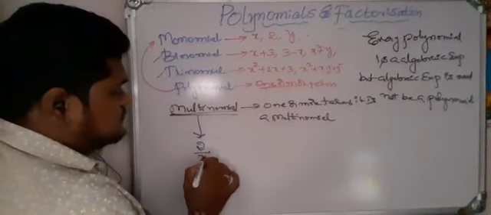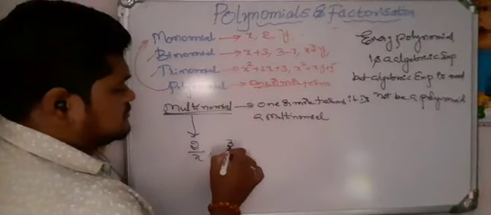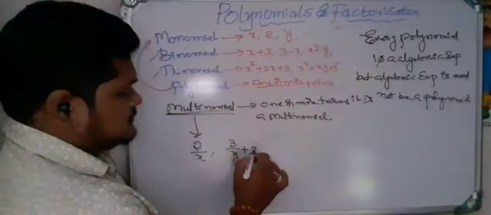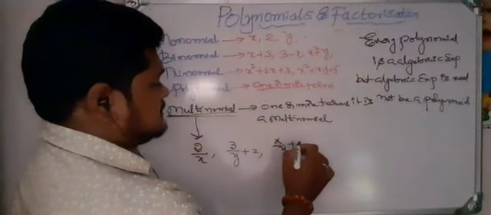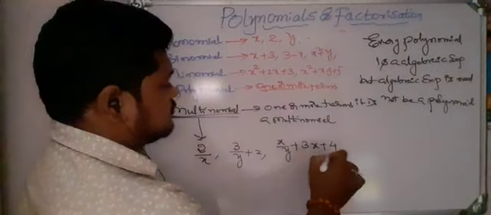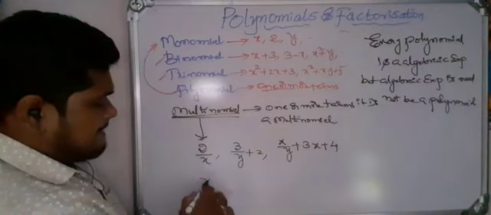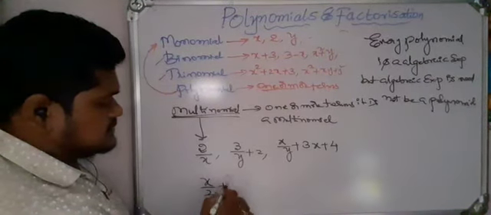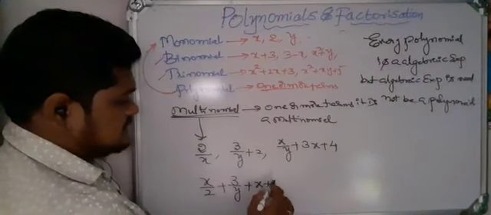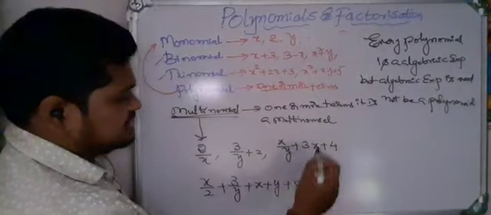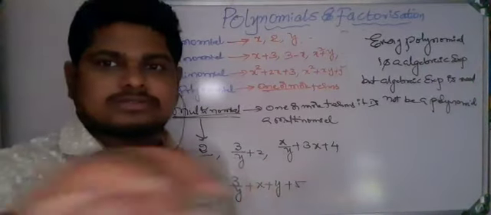For suppose 2 by x, I will write some examples. Next, 3 by y plus 2. Next, x by y plus 3x plus 4. Next, I will write x by 2 plus 3 by y plus x plus y plus 5. Let us observe all these examples.